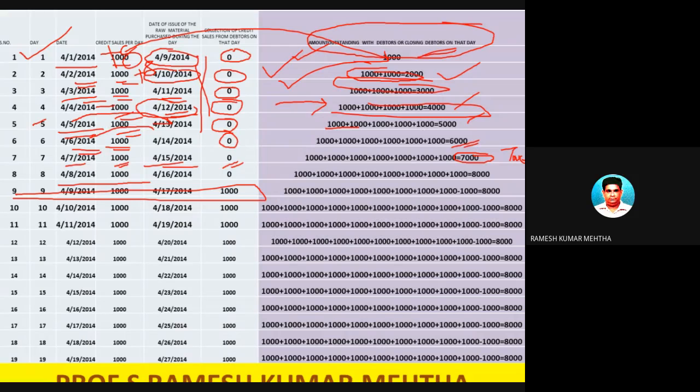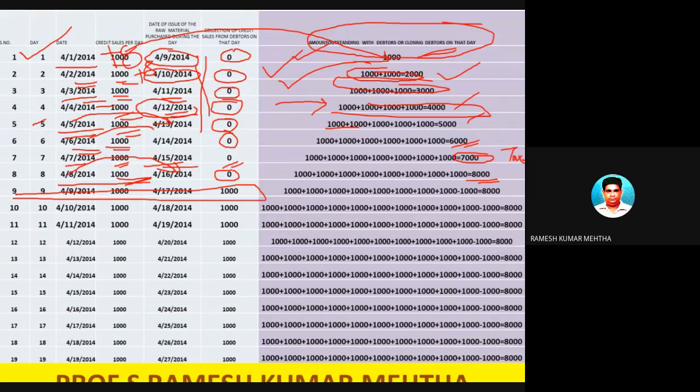Another 1000 rupees worth of goods are sold to the debtors on credit basis, the payment of which will be received on 16th April. Have we received anything of the previous day's sale? No. So this 7000 plus this 8000 gets accumulated, and the amount of money which is outstanding from debtors is 8000 rupees as of now.